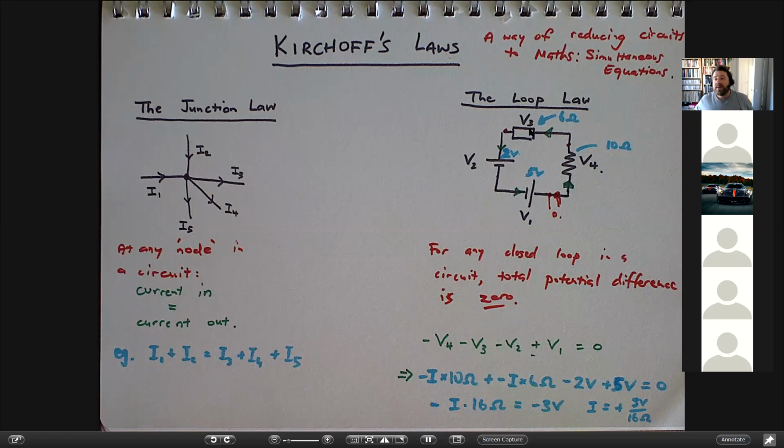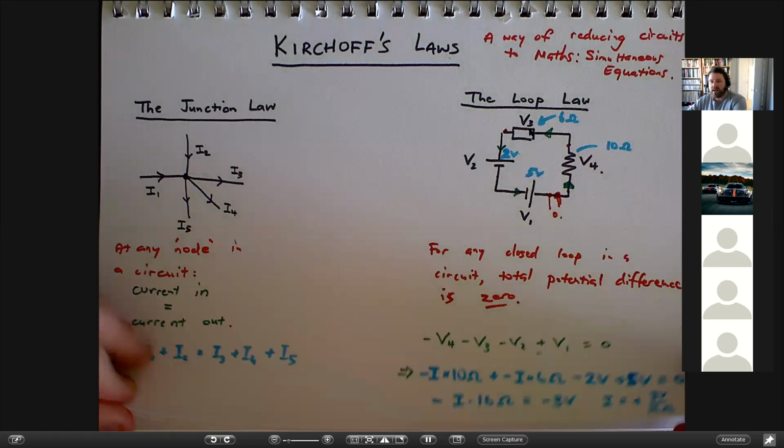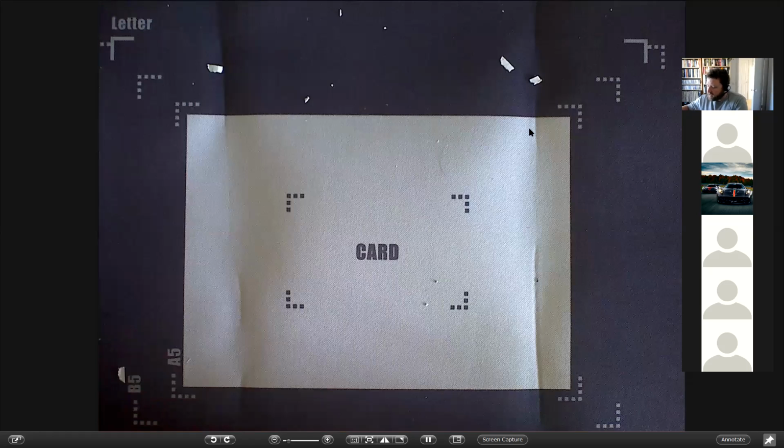All right, let me show you how to use Kirchhoff's laws in a moderate level circuit analysis question. So we're just going to do one parallel circuit with maybe a slight complication. Let me show you how to use these two rules.